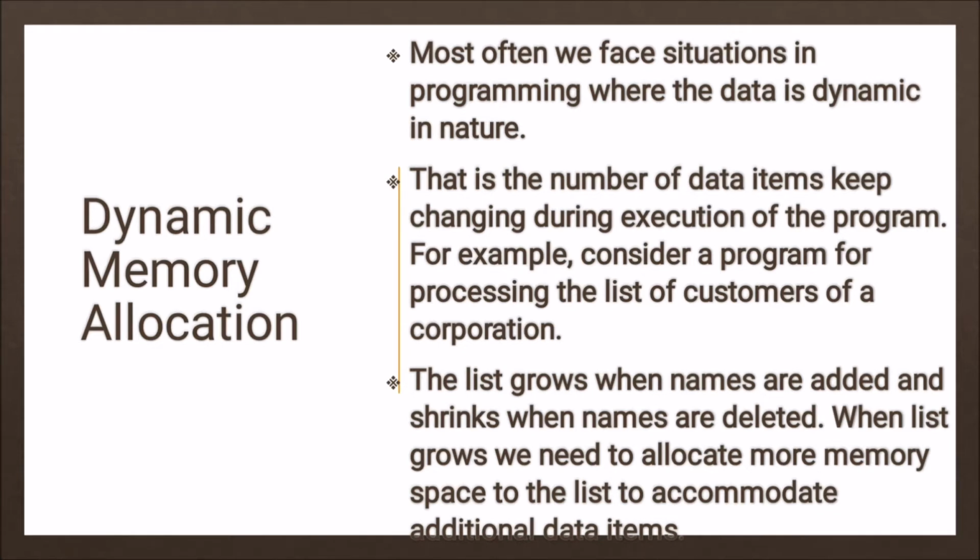For example, consider a program for processing the list of customers of a corporation. The list grows when names are added and shrinks when names are deleted. When the list grows, we need to allocate more memory space to the list to accommodate additional data items. So this is the best example of dynamic data.